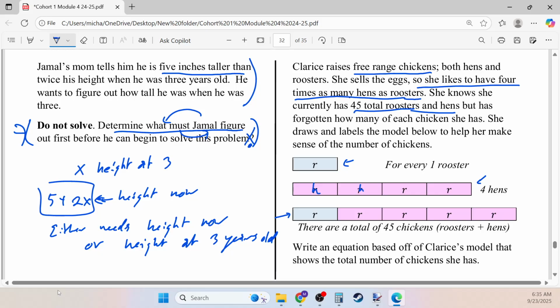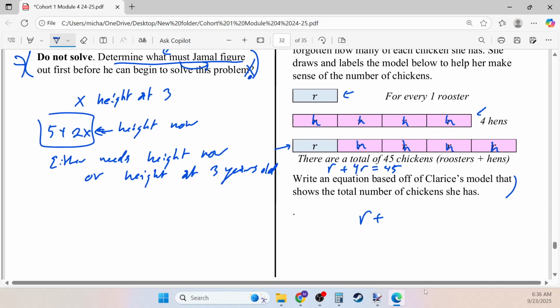Let's call these H's because hens, and the other ones we'll leave as R's. So for every rooster, there are 4 hens. So if R is the number of roosters, 4R is the number of hens, and that has to add up to 45. Write an equation based off Clarice's model that shows the total number of chickens she has. Yes: number of roosters plus number of hens, which is 4 times the number of roosters, equals 45 total chickens.